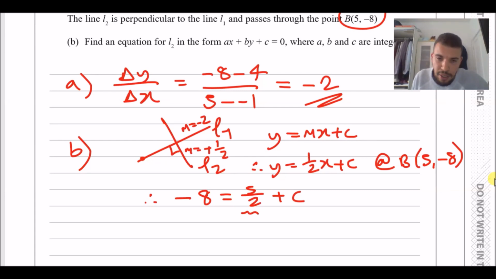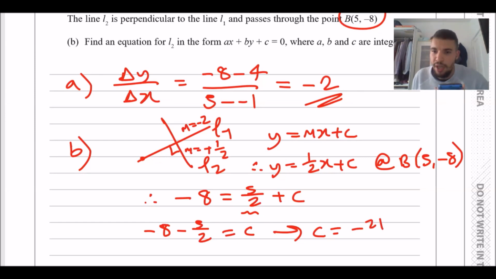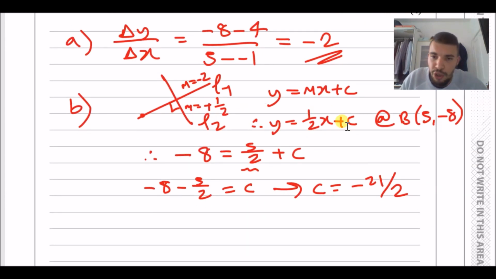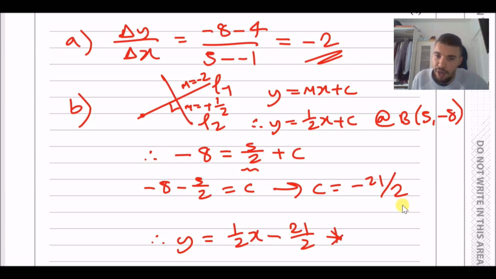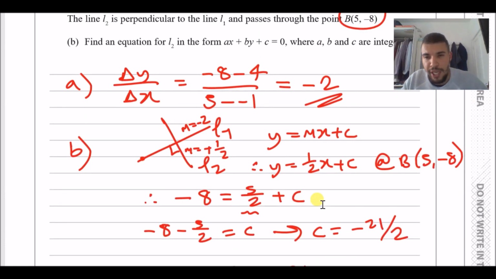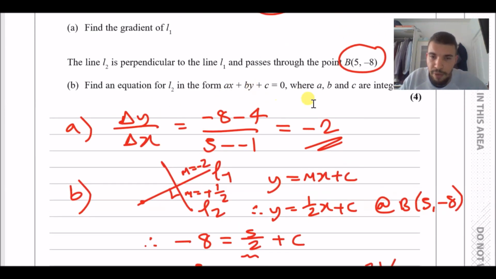Then go ahead and make c the subject. I'm going to subtract 5 over 2 across. So therefore, c is going to equal minus 8 minus 5 over 2. Put that in your calculator and you should get c equals, what do I get? Minus 21 over 2. Nice. Now, since we've got our c, just replace it. So therefore, our equation of line 2 is y equals half x minus 21 over 2. And voila, we're done. Now, just being careful, they told us to make it look like this form, where a, b, and c are integers.